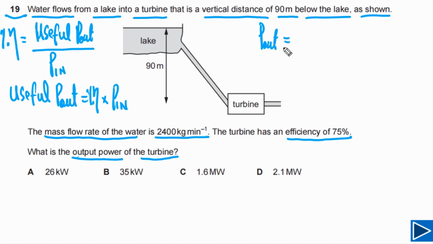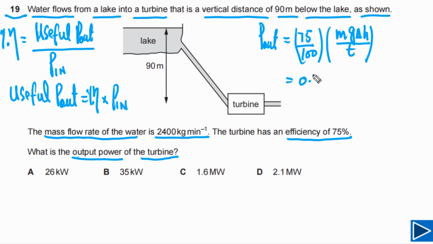So the P out is equal to P in, first of all, multiplied with the percentage. So this is 75%, which simply means 75 divided by 100 multiplied by P in, and P in is mg delta H over T. But in this question, m over T is given. So I can say this is 0.75, but m over T is given to us. We have to use SI units, so we have to divide by 60.